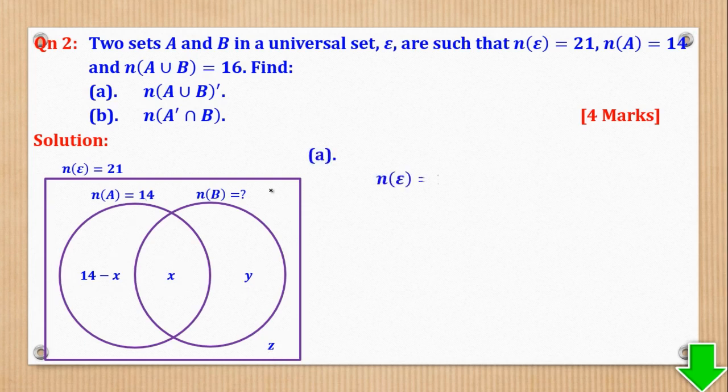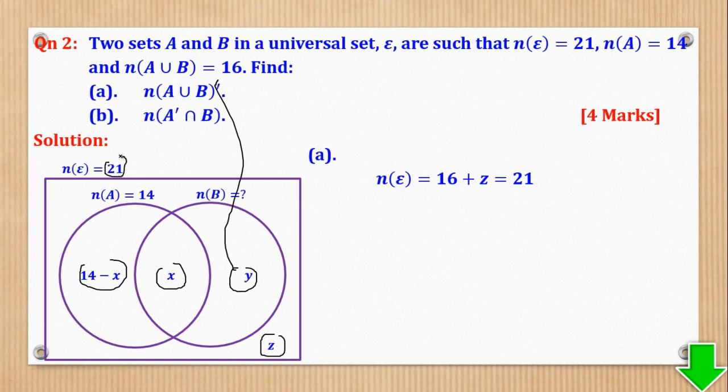The good thing, we know that this total is the total of all these elements. But why am I writing 16 plus z? It is because the whole of this A union B, this 16, covers all this, plus this, plus this. So that gives you the union, which is 16, plus the z to make the total of 21. That is why I've written just 16 plus z equal to 21.